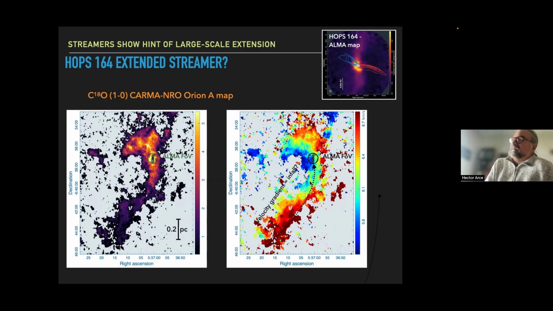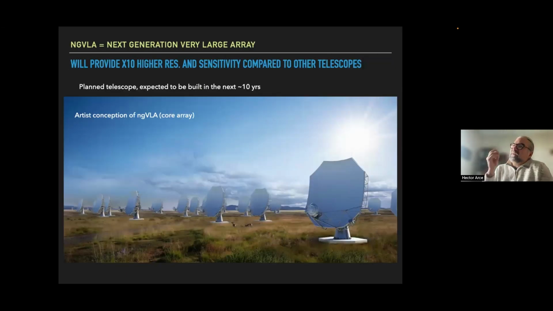But the reason I'm concentrating on dense gas is not only because it's important for understanding the formation of stars, but because this particular molecule, which traces dense gas, will be very nicely mapped with a telescope that is being planned to be built in the next 10 years. And I say planned because the money's still not there, but the people are still planning to do that. It's called the NGVLA, or the Next Generation Very Large Array, which will provide 10 times higher resolution and sensitivity compared to other existing and planned telescopes.